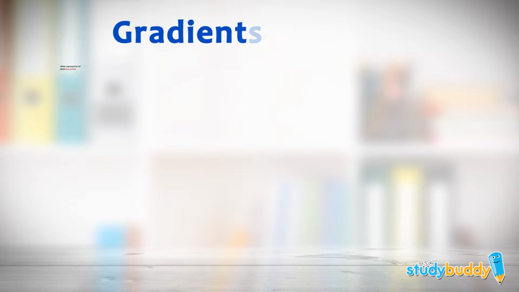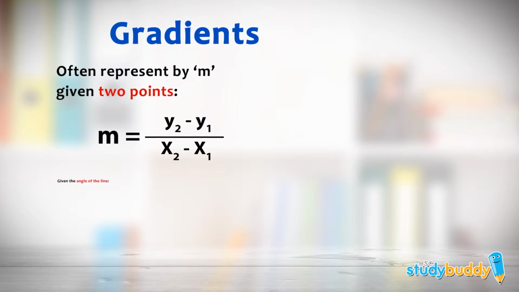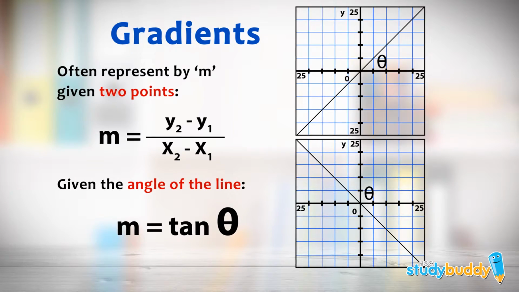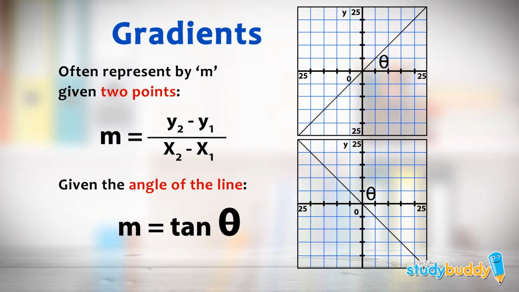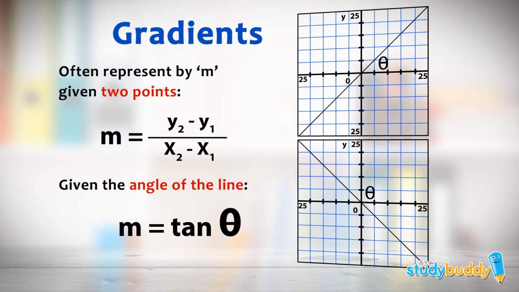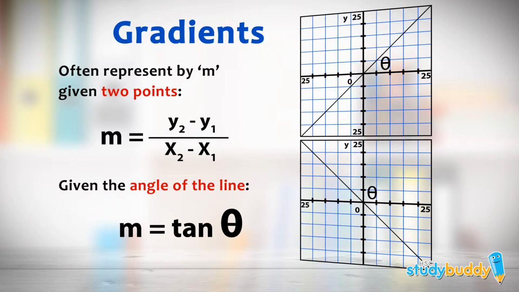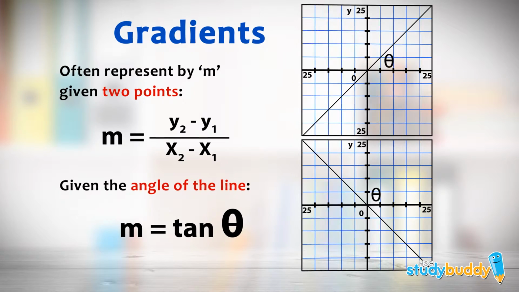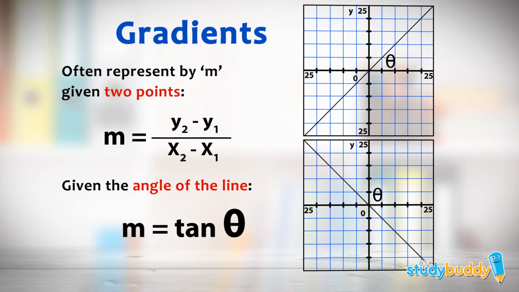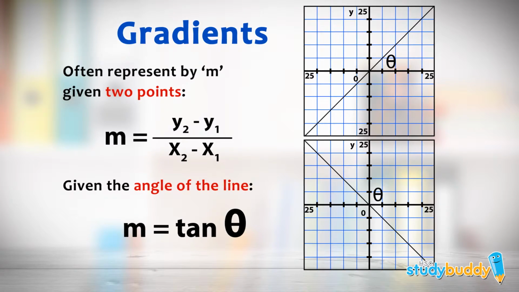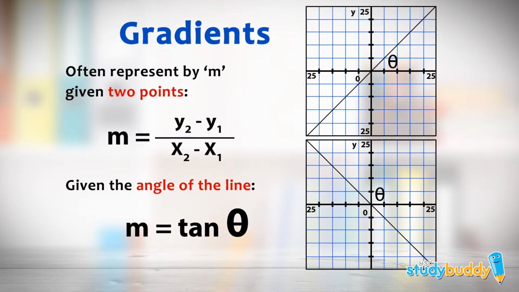Then we'll have a look at gradients. So gradients, they're often represented by the letter M. So we can find a gradient if we're given 2 points simply as the rise over the run of that line. It's also possible to find the gradient given the angle of the line, where the gradient is simply tan theta. But an important thing to note here is that your angle is always the positive angle. So I've tried to show this on the diagram here, that if you have a line with a positive gradient, then your angle here will be theta. But if your line has a negative gradient, then your angle now covers this entire range. So it's always the angle in that positive direction.